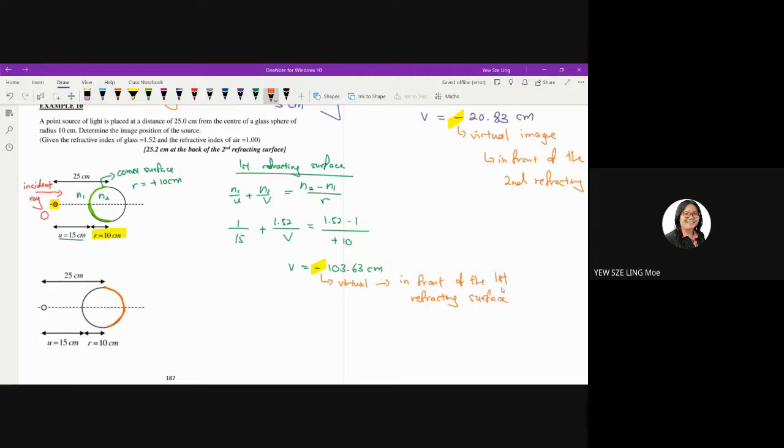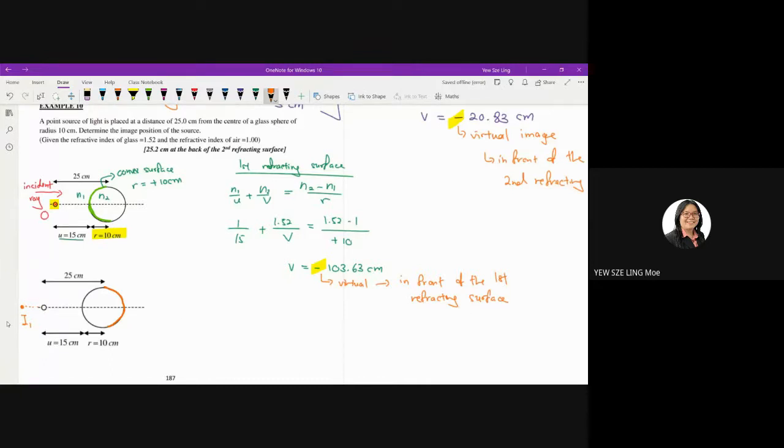If you sketch it in the diagram, it tells you that your image is somewhere here. This is the image from the first refracting surface. Because I don't have enough space, I'm just going to assume this is the position. This is my I1.